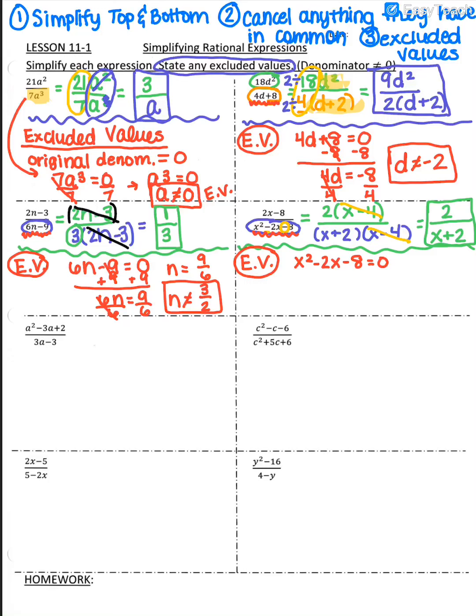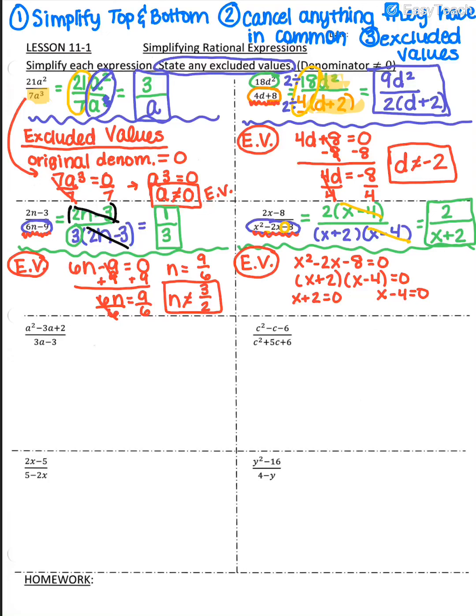Well, we already did that. Okay, we said that it was x plus 2 and x minus 4. And this is one of the very last things that we talked about when we were together, is that if we have two pieces that multiply to equal 0, then we're just going to set both pieces equal to 0 separately. So we'll have x plus 2 equals 0 and x minus 4 equals 0.